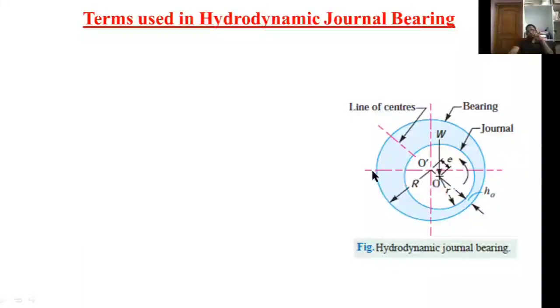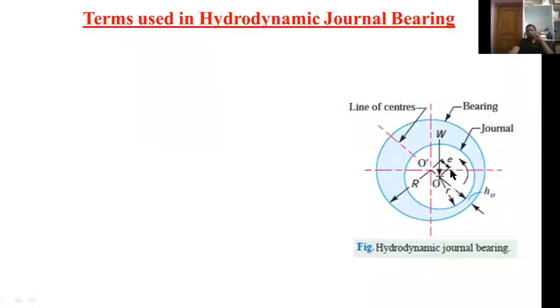O dash is the center of the bearing and O is the center of the shaft. Now capital R is the radius of the bearing, and small r is the radius of the shaft.